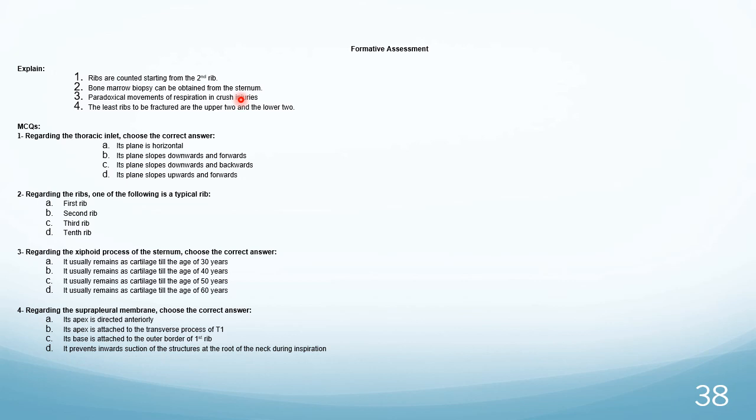Paradoxical movement of respiration in crush injuries occurs because multiple ribs are injured at different sites. So this segment of ribs can move in the opposite direction to the movement of the other ribs.